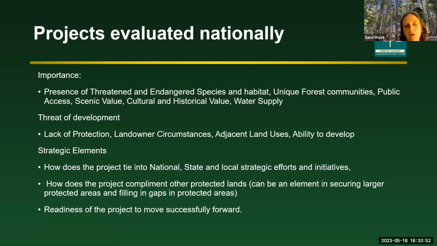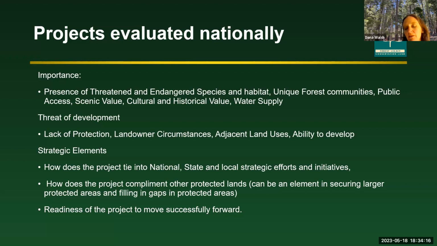Again, we don't say, okay, if there's a really low threat, then it's nothing that we want to conserve, because there could be a future threat and it could be a really strategic, really important parcel to move forward on. Strategic means how does it tie in with other state, national, local strategies, initiatives for conservation of forest lands. This is the third element that things are ranked and scored on.